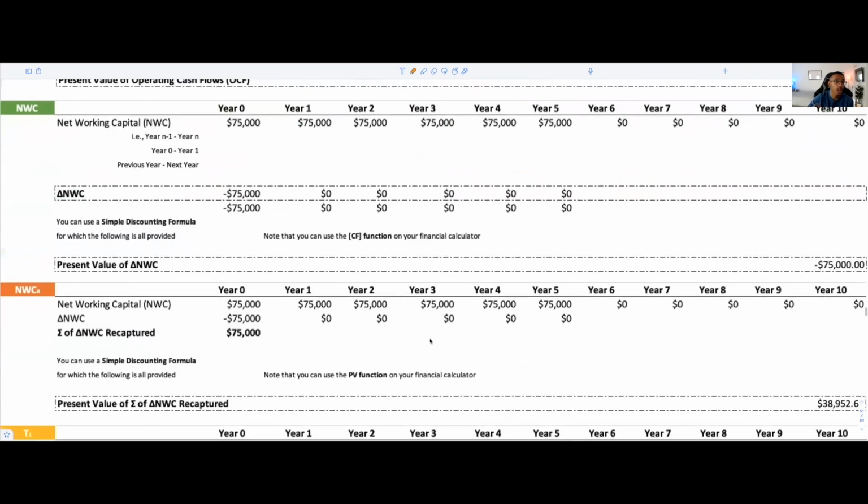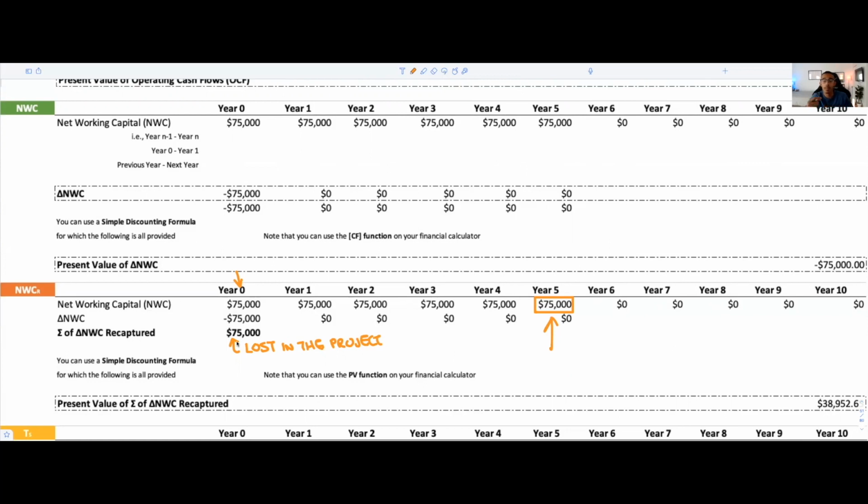But for our net working capital recapture, we know that we had 75K that was lost in the business up until the end of the project, up until year 5. So at year 5, you're going to be able to recapture that 75 grand, right? That 75K that was lost in the business, that was trapped in the business, okay? So lost in the project, we'll write that. However, you're not retrieving 75K at year 0. You're retrieving 75K at year 5, okay?